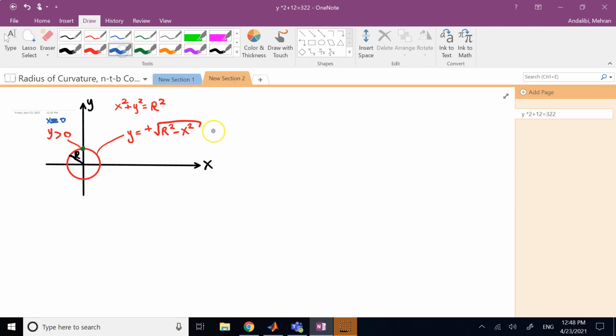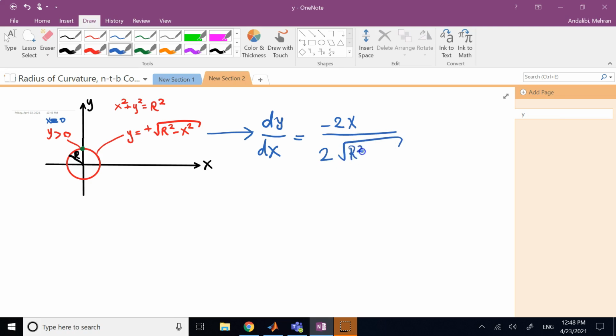Now, clearly I need first and second derivative. So what is the first derivative? dy over dx is going to be negative 2x divided by 2 times the square root. And you can simplify the 2's, so you will get negative x over the square root.